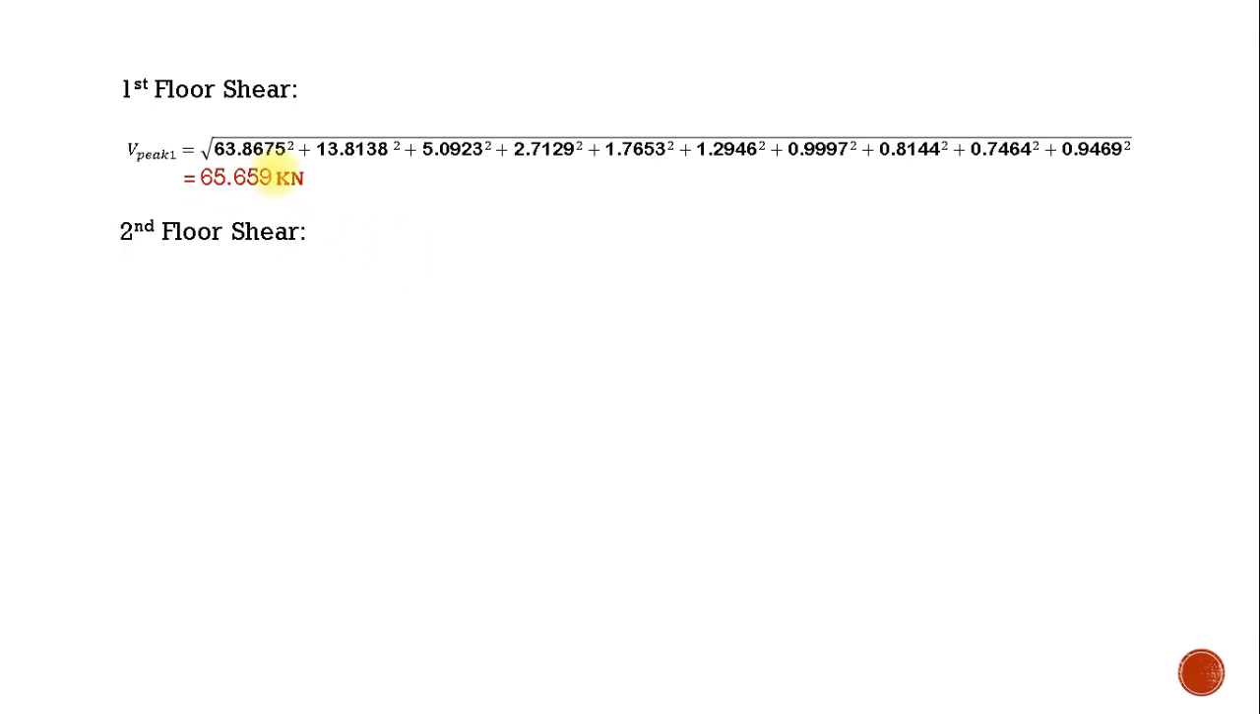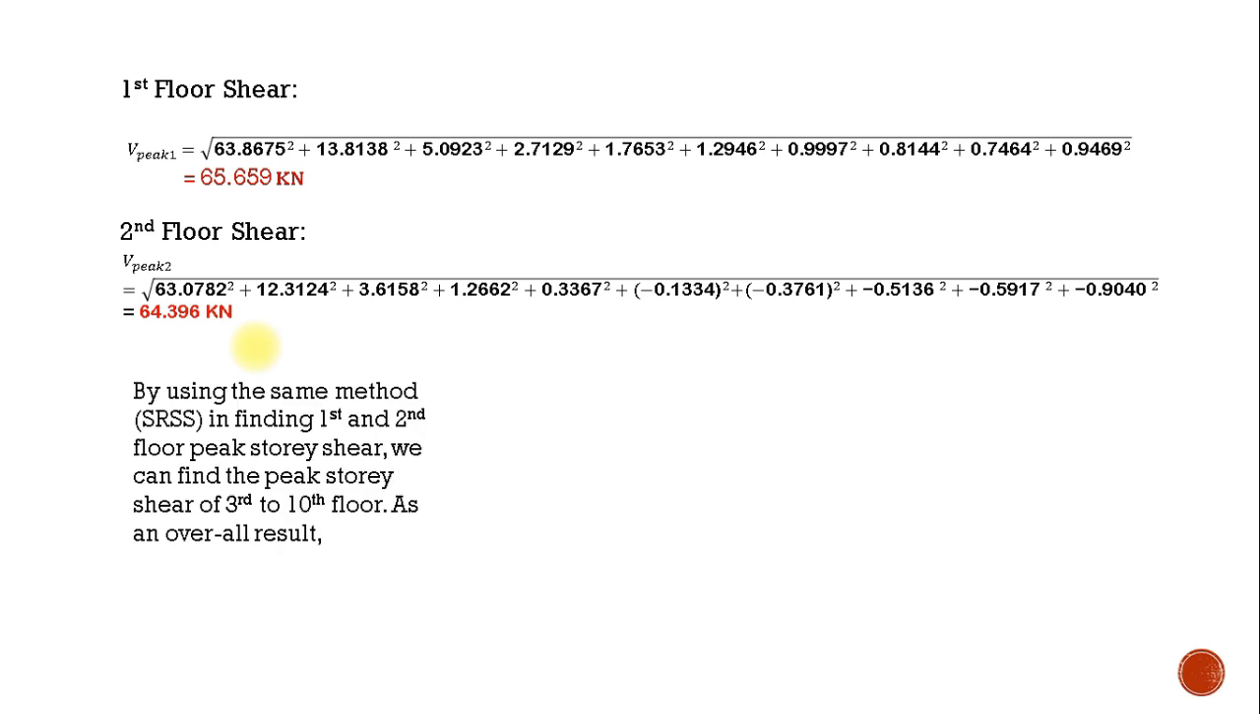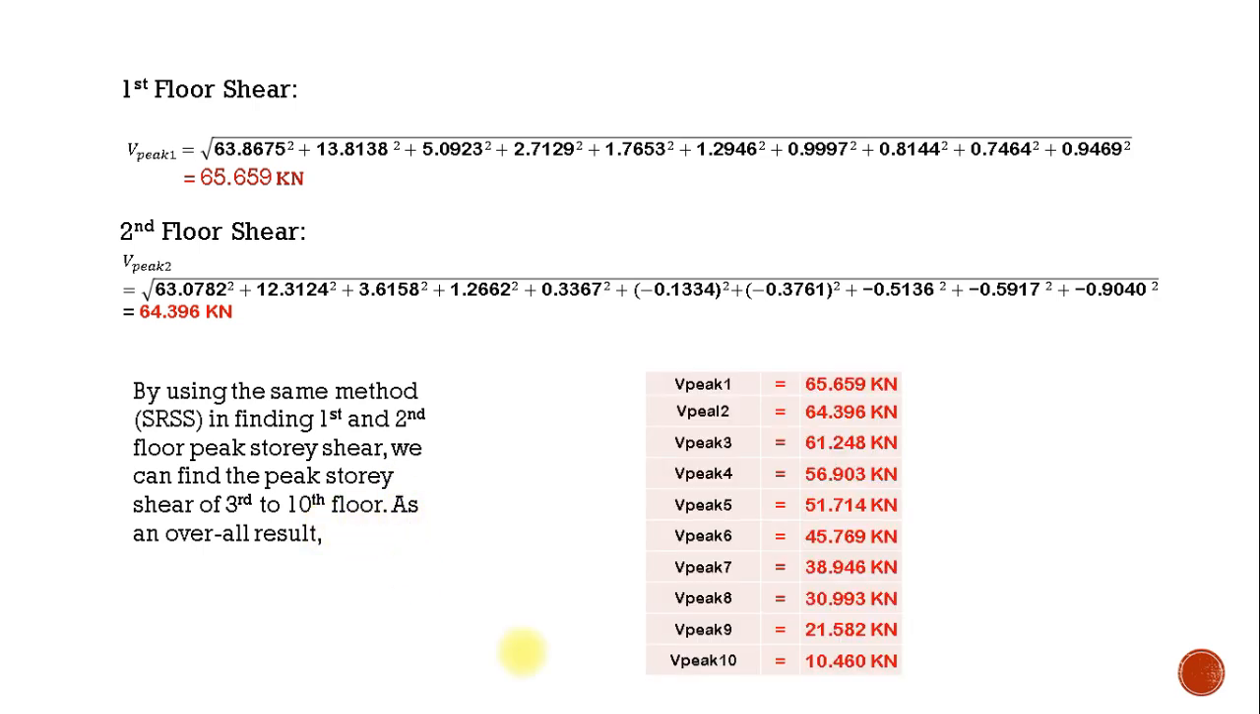And for the second floor, ito yung ating magiging peak story shear sa second floor. So using SRSS, ito yung ating magiging formula. And by solving this, ang ating makukuhang result for the peak story shear in second floor is 64.396 kilonewton. So by using the same method, the SRSS, in finding first and second floor peak story shear, we can find the peak story shear of third to 10th floor. So as an overall result, by using SRSS in third floor up to 10th floor, ito na yung ating magiging answers.